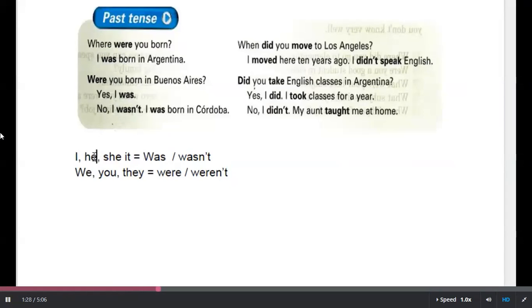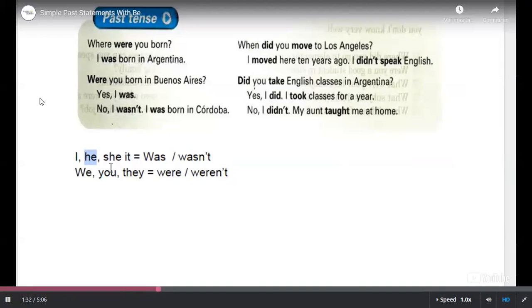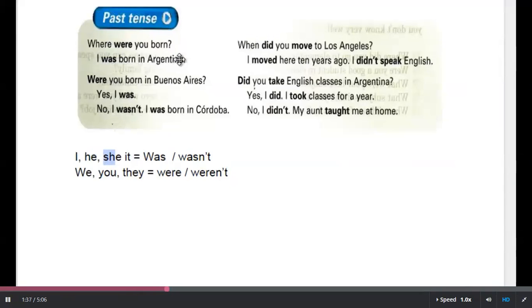If I use another pronoun, let's say that I use the pronoun he, then I will say he was born in Argentina. If I were to use the pronoun she, then I would say she was born in Argentina. And obviously the same thing whenever we make a positive or negative sentence with the other pronoun. So if I were to talk about we, then we will say something like, we were born in Argentina. You were born in Argentina. They were born in Argentina.